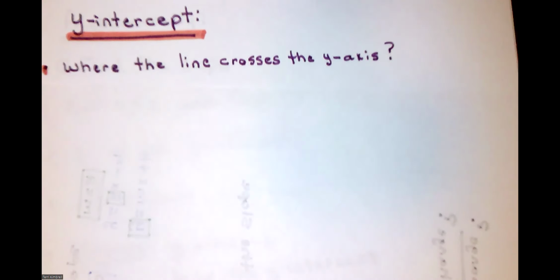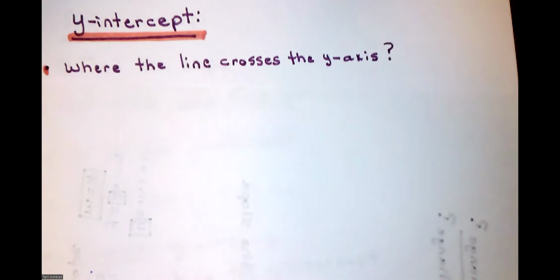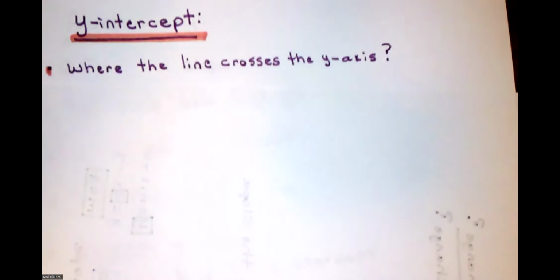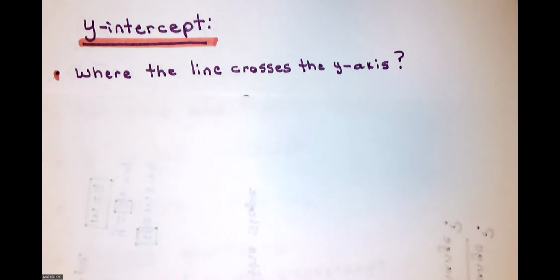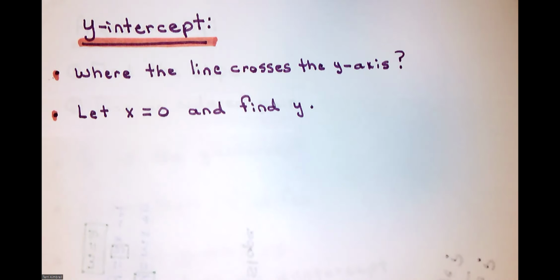So now we're going to look at the y-intercept. When we've talked about the y-intercept, that is telling me where the line, or where any graph, would touch the y-axis. So it's where any graph or line is going to touch your y-axis. It's where it's going to intercept it. So what you do to find the y-intercept is you're going to let x equal 0, and you're going to look for y.